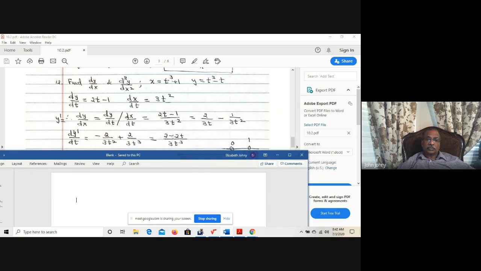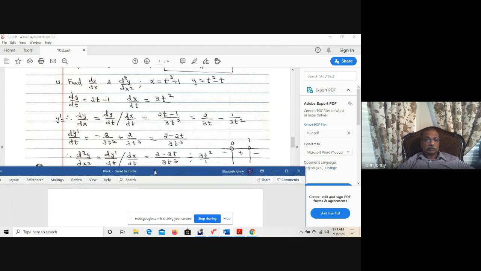You get this answer, 2 minus 2t divided by... you need a common denominator here. So, I did not write that. So you multiply this term by t over t. So it becomes minus 2t. So it is 2 minus 2t divided by 3t cubed.